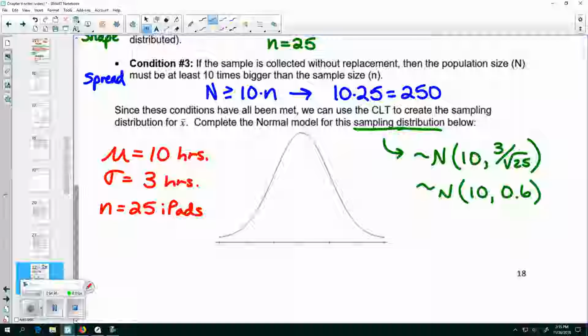All right, so our horizontal axis is labeled as sample means, or you could say the mean battery length of a sample of 25 iPads. The most important thing is to remember that these are talking about groups of iPads, not individual iPads. And their mean battery life is centered at 10, the population mean of 10. And we can use that standard error to put a few more numbers on our axes. So we're going to add 1, 2, and 3 standard errors to either side.